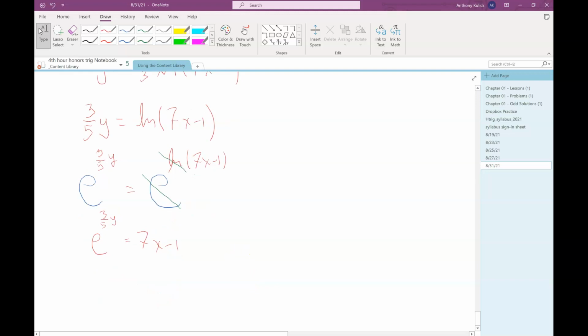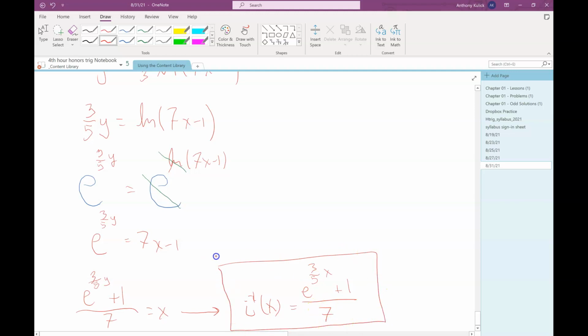And then I can just add 1 and divide by 7. And if I write this then as my inverse after swapping the x's and y's, there's my final answer.